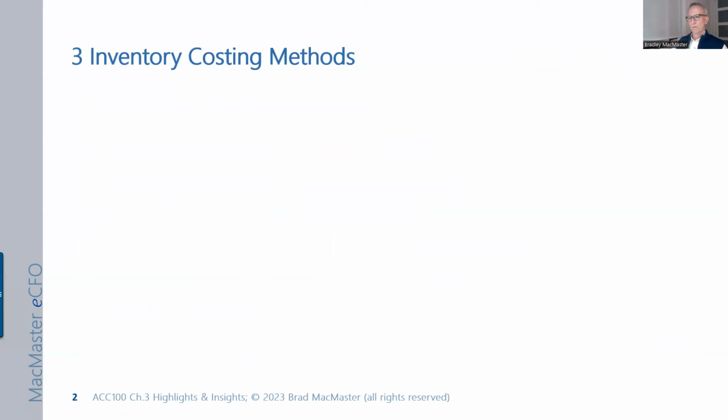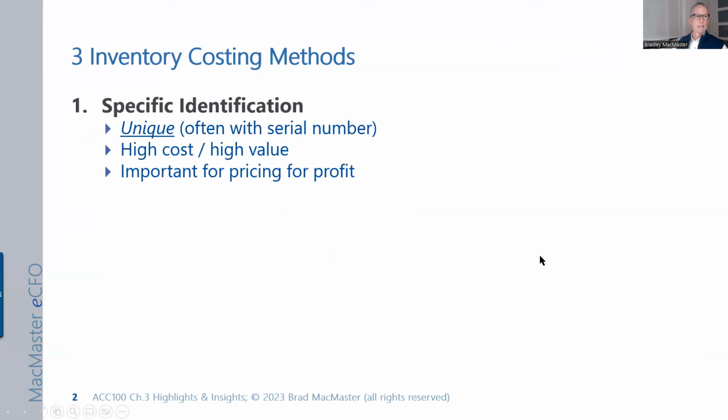All right, so let's review the 3 inventory costing methods. The first method is the specific identification method. We apply this in situations where the goods themselves are unique. Often they have a serial number, and as you know, for the example provided in the book that relates to automobiles and the business entities that sell them, automobiles have a serial number called a VIN, which stands for Vehicle Identification Number.